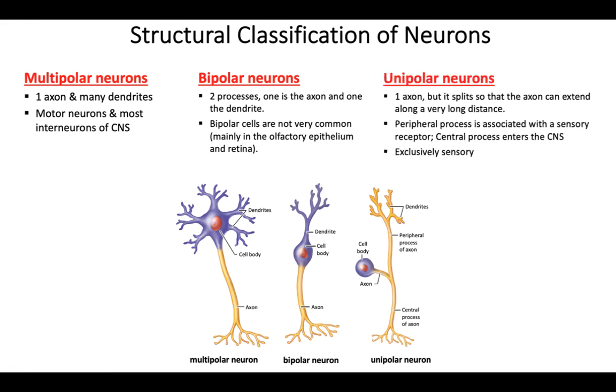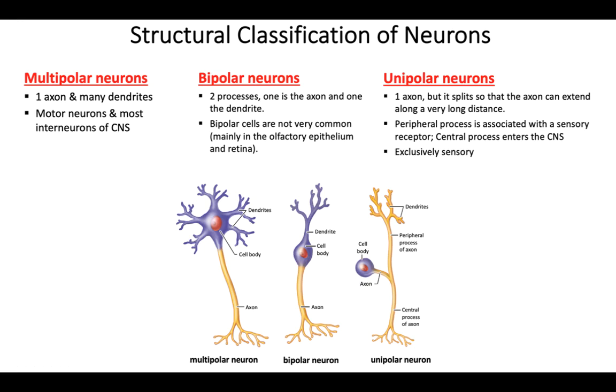And then you have unipolar. You'll notice there's just one thing that sticks off the cell body, but then it tends to split, and at one end you have the dendrites, and then at the other end you have the synaptic end bulbs. And these are typically going to be your sensory neurons. All right, so they're going to detect something and then transmit the signal towards the CNS.